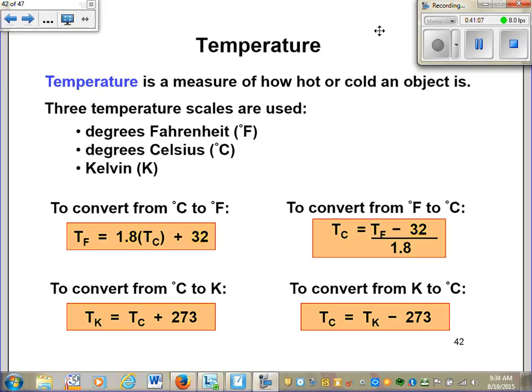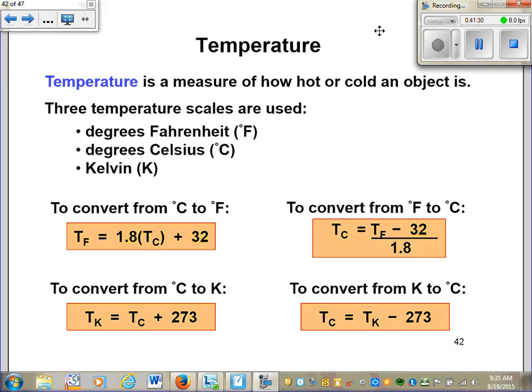Notice Fahrenheit and Celsius have a degree symbol. So it's degrees Fahrenheit, degrees Celsius. Kelvin does not have a degrees symbol, it's just a K. Oh, you haven't heard of that? Okay. Kelvin scale is temperature related to actually molecular motion. And we'll use that later on when we study molecular motion and thermodynamics.